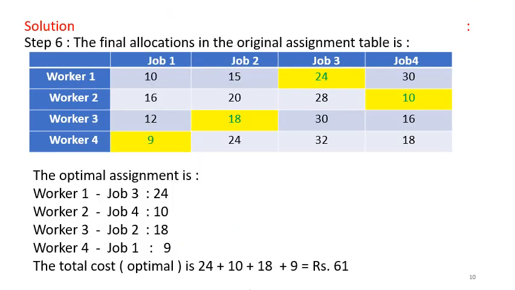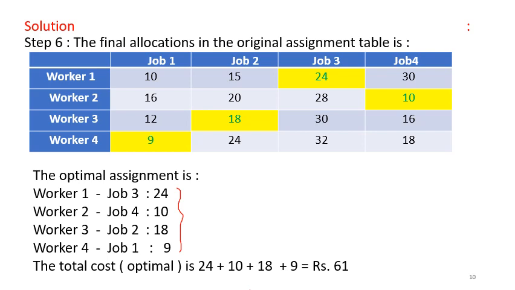So your final allocations in the original assignment table will be worker 1 job 3, so the cost is 24. If worker 1 is assigned to job 3, 24 rupees is the cost. Refer to your original assignment table, the first table that was given to you initially. Worker 2 to job 4, 10 rupees, worker 3 to job 2, 18, and worker 4 to job 1, 9. So when you add up all this, it adds up to 61. So the total optimal cost is 24 plus 10 plus 18 plus 9, that is 61 rupees.